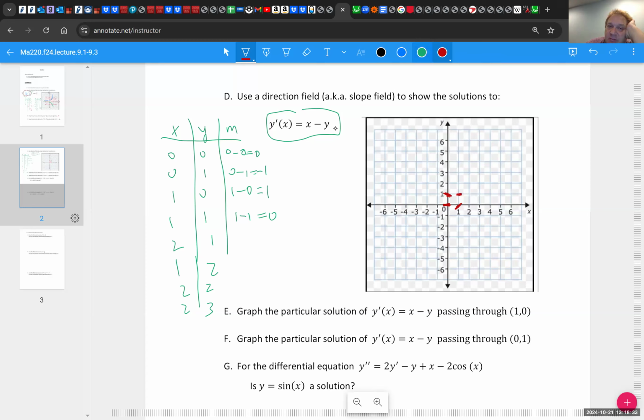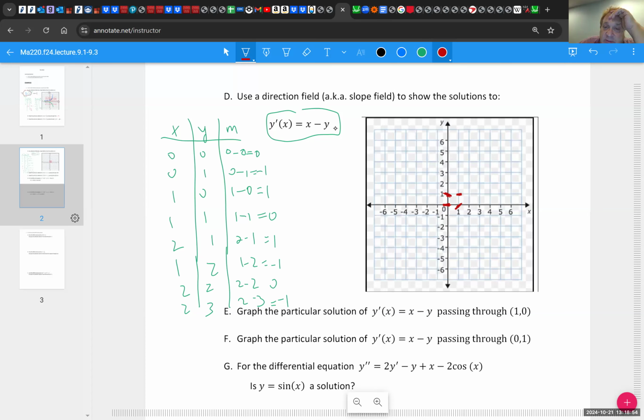This is going to be 2 minus 1. I'll just do a bunch in a row. 2 minus 1, 1 minus 2, 2 minus 2, 2 minus 3. So this is a slope of 1, negative 1, 0. Are you starting to see some patterns here? Okay. If you do, that's good. If not, that's okay. But you can keep doing these until you start to see some patterns.